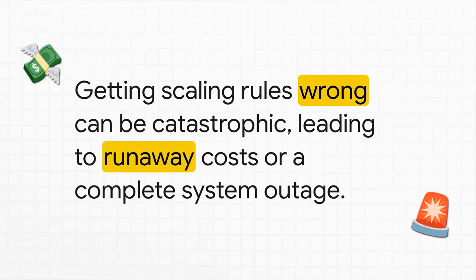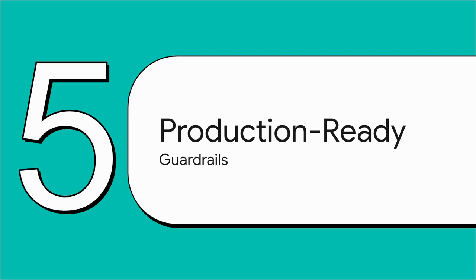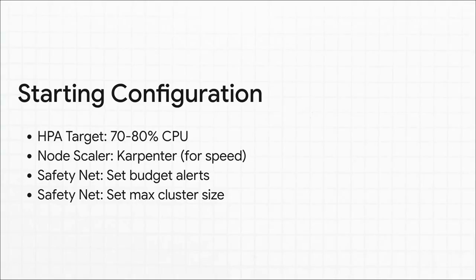Now, a quick but really important warning. Getting these rules wrong can be, well, catastrophic. A bad configuration could literally cause your system to scale up infinitely, leading to a shocking cloud bill. Or it could fail to scale at all, leading to a total system outage. Precision is absolutely key here. So how do you get this right in the real world without blowing your budget or your service? It really comes down to setting up what we call production-ready guardrails to make sure your scaling is both effective and safe.